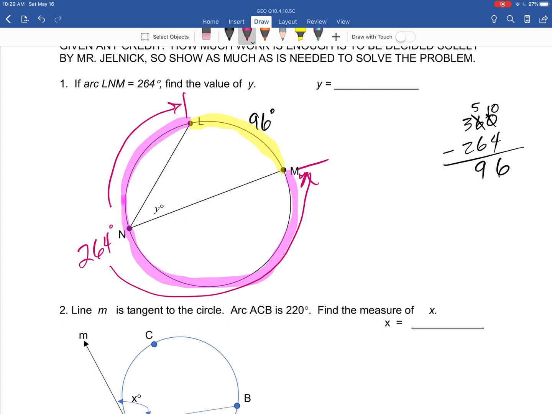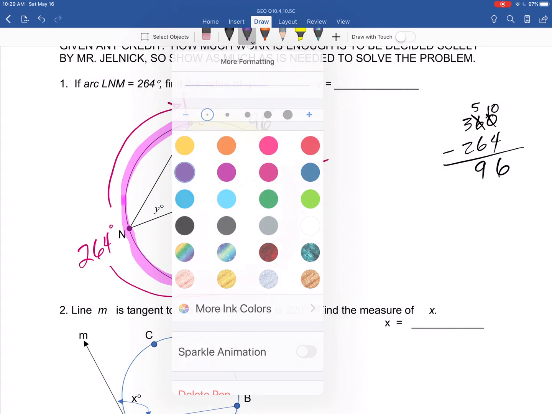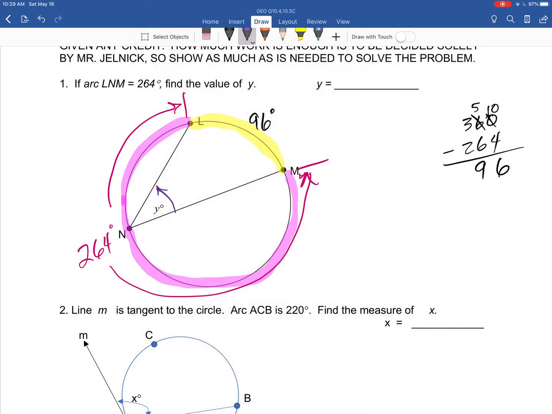Now, look at this angle. Boom, right there. Hey, that's an inscribed angle. Hey, what do you know about an inscribed angle? Look at that. The vertex is on the circle. Inscribed angle is half of the arc. Here it is. That Y is going to be 1/2 of the arc that it opens up to. 1/2 of 96. What's that? 48. Boom, there it is.